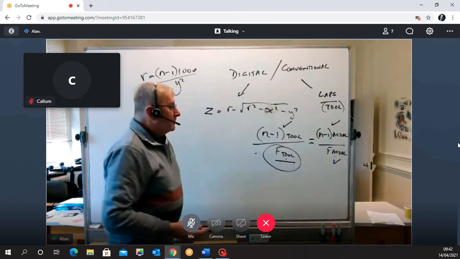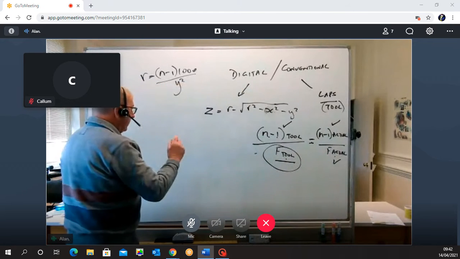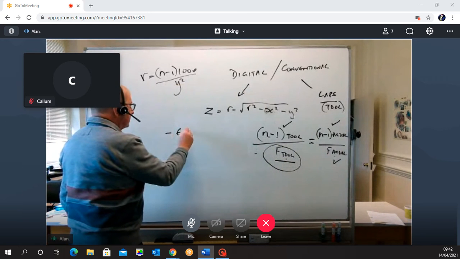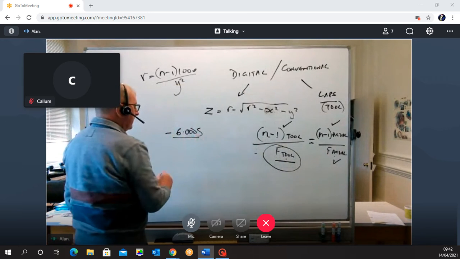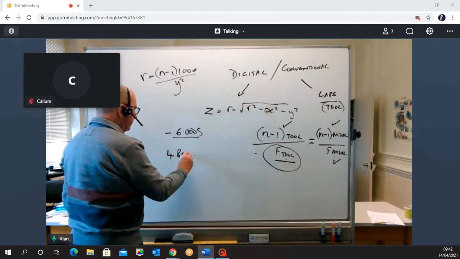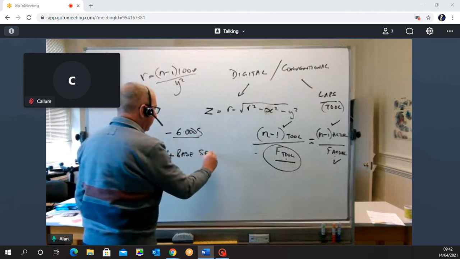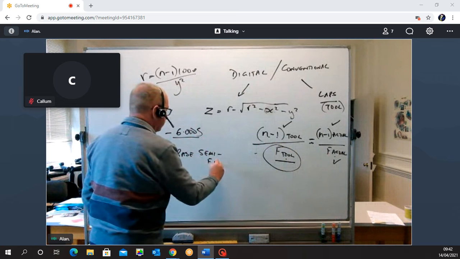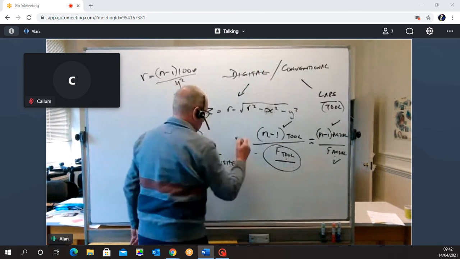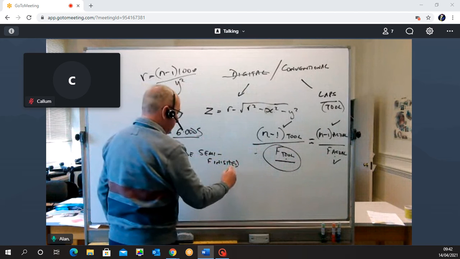Not that difficult. Just a word of warning, though. It might say, for example, -6 lens. That's the power on a 4-base semi-finished blank. So that's what this is, a conventional. Remember, we've done that with that semi-finished blank.